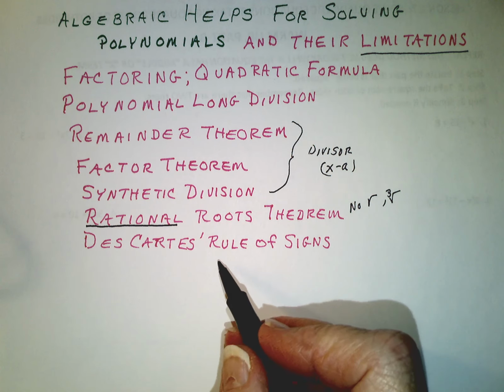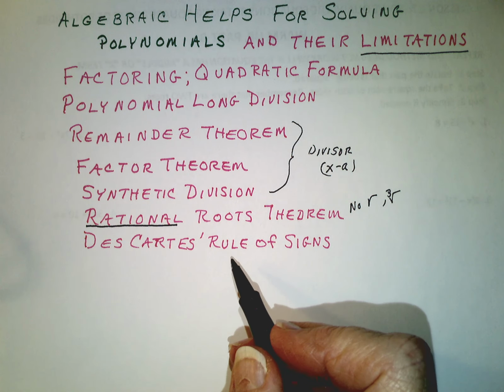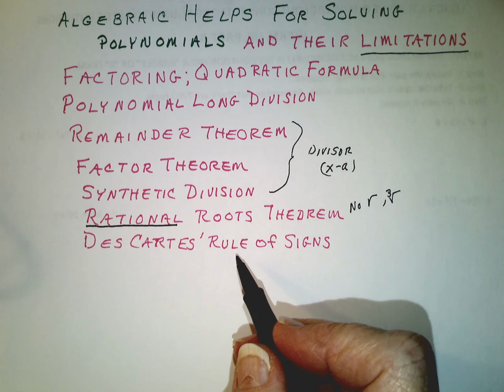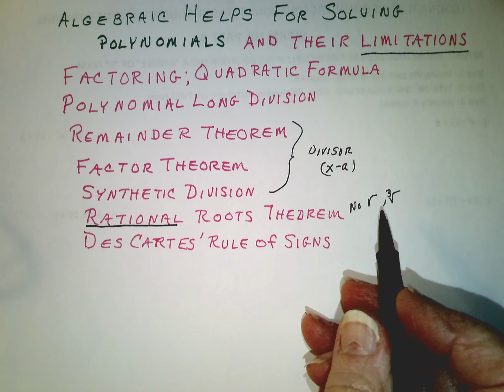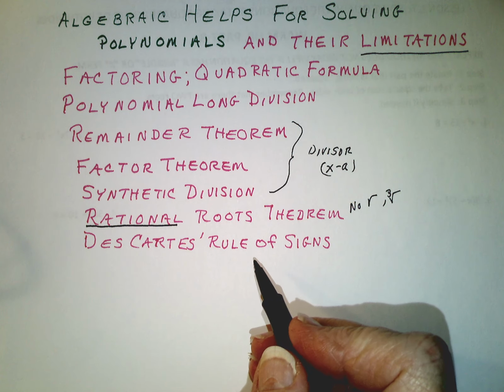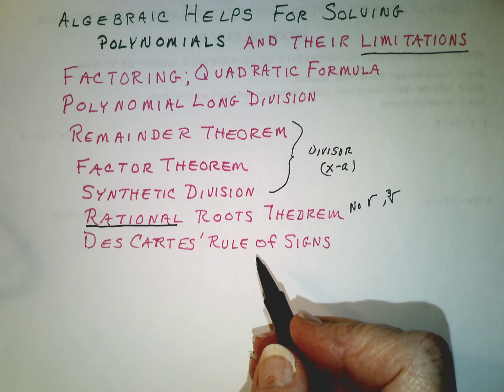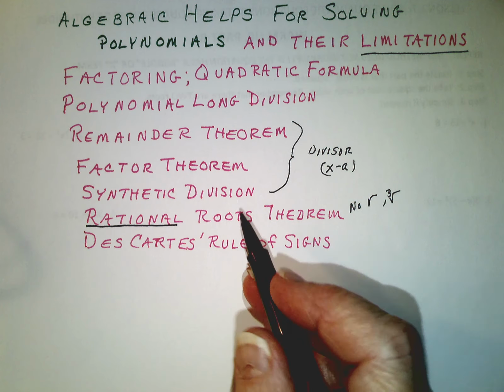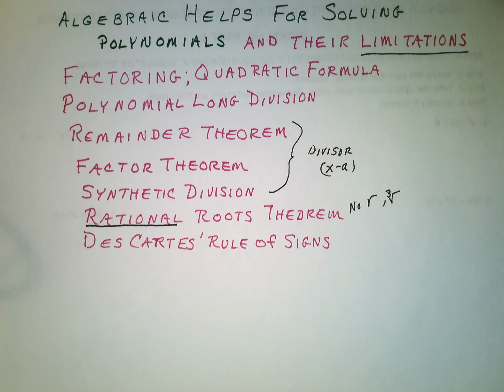And then Descartes' rule of signs told us how many roots there were, how many real roots, including the radicals. But it didn't tell us what they were. It was just maybe to shorten our workload when we tried all of this other stuff.